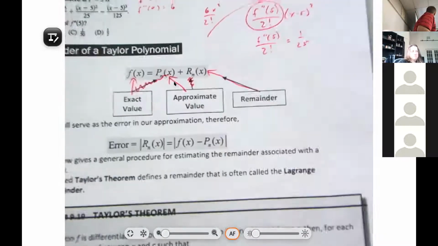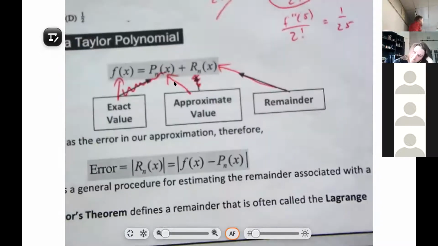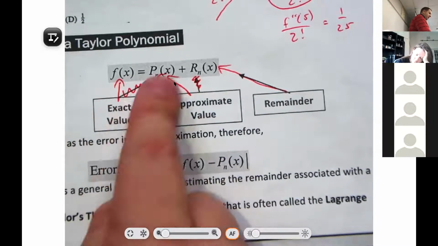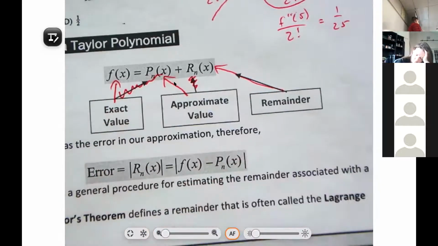Okay, so there is a little typo on the notes. It's actually kind of an important typo. It's where those arrows go on those notes. So the exact value is the function value itself. But on your notes, that arrow is pointing to the polynomial, which is way wrong because that's the approximation value. It's just the formatting, these things got shifted over to the right.